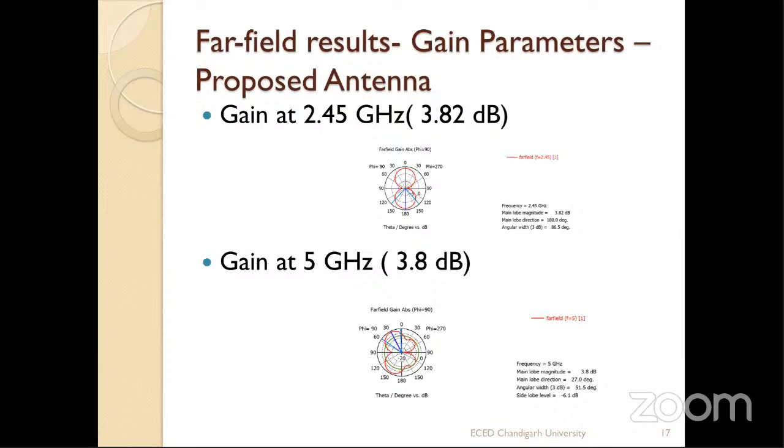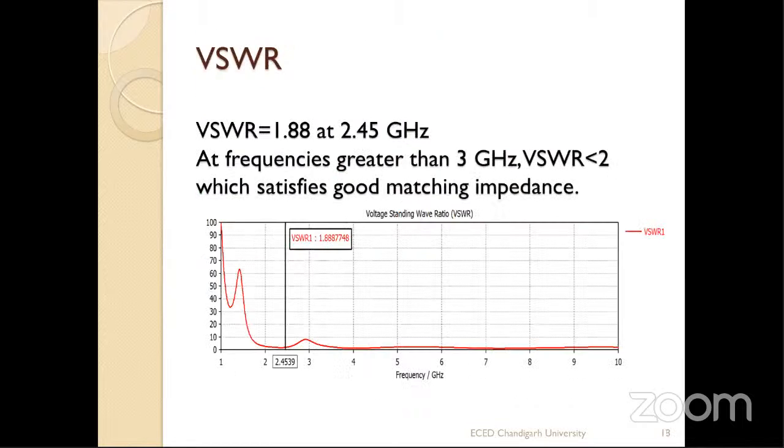The gain at 2.45 GHz of the modified antenna is 3.8 dB, and at 5 GHz it is also 3.8 dB. The VSWR value is 1.88 at 2.4 GHz. It should be less than 2 so that good impedance matching is achieved. For all the frequencies greater than 3 GHz, VSWR is also less than 2. So it fulfills our requirements.